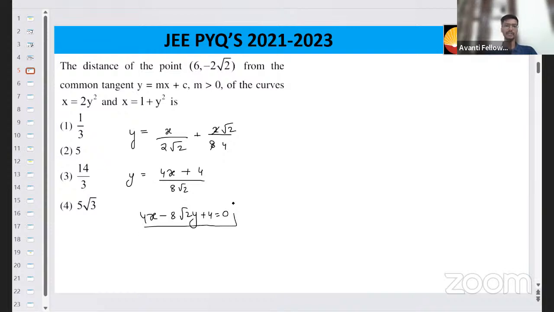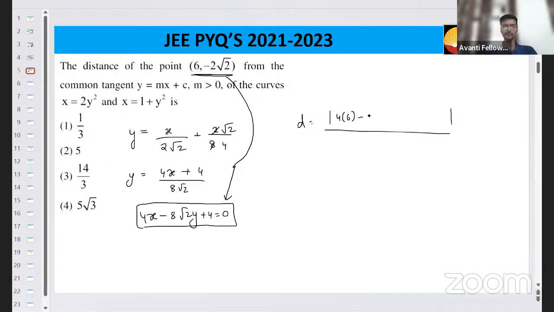Now this is the equation of tangent. We have to find the distance of this point. So I hope you know the distance formula. What is the perpendicular distance formula? We substitute the point in the equation. Let us substitute the point in the equation. So I'll get 4 into 6 minus 8 root 2 into minus 2 root 2. So I think this will become plus 2 root 2 plus 4.